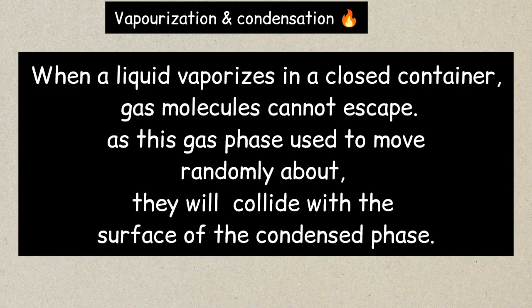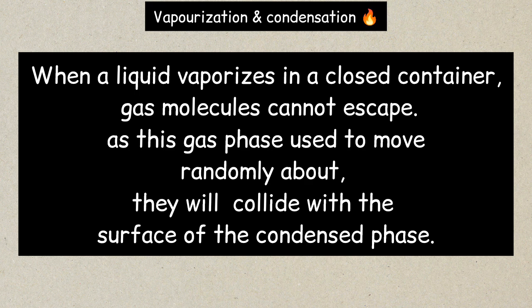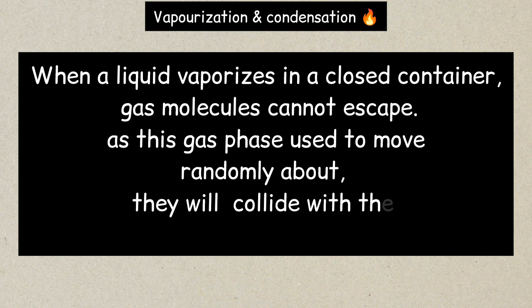Discussing vaporization and condensation. You see, when a liquid vaporizes in a closed container, the gas molecules can never escape. So these gas-phase molecules move randomly, and when they hit the wall of the container, they bounce back. They will be moving randomly about, and they will come back again to collide with the surface of that liquid part that has not turned into gas.